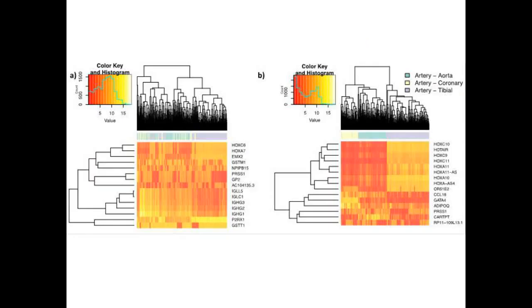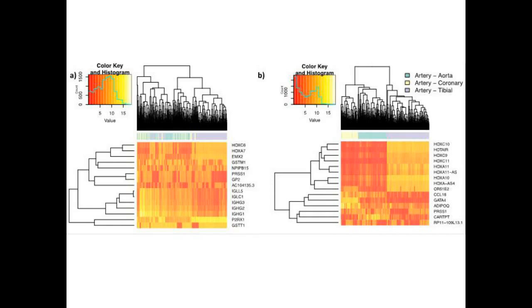For example, what happens when you look at just the most variable genes, let's say the top 10 or top 15, of blood vessel samples, just looking at the blood vessel samples. What we see is if you do too harsh of a filtering, you lose that tissue specificity.